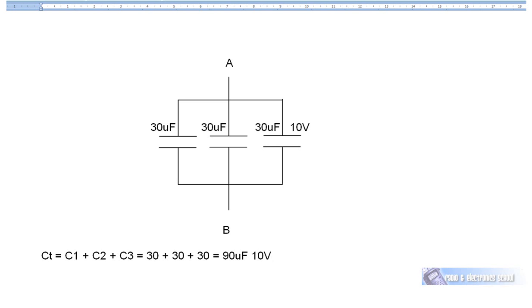And I'd like you to assume that each one of those capacitors has a working voltage of 10 volts. So capacitors in parallel is easy. You simply add the capacitances up to give you the total capacitance.